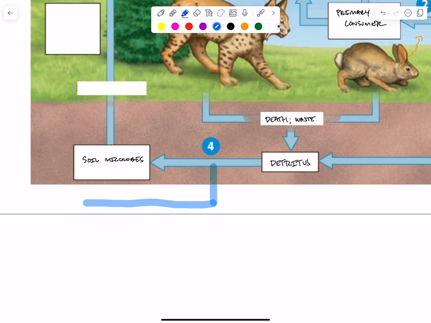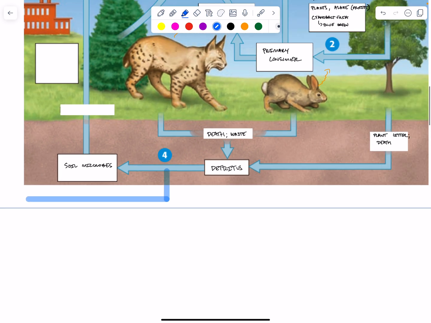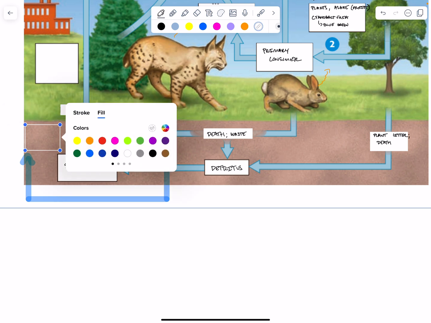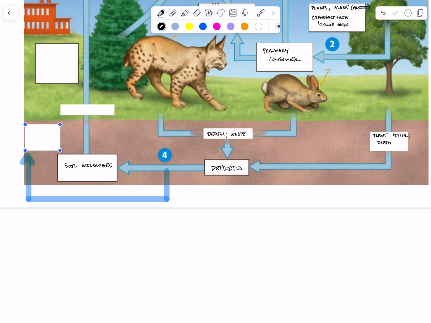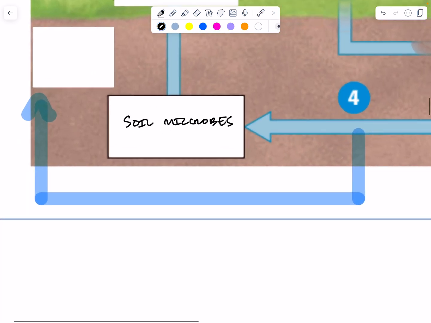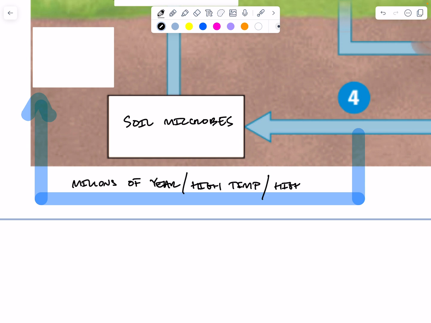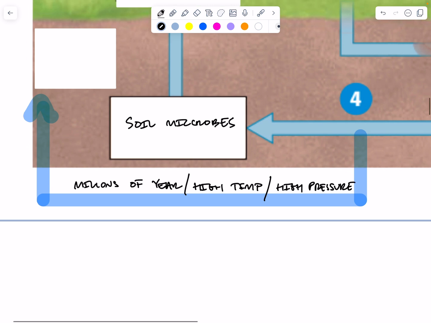Okay, so do an arrow branching off of here, and then coming up to here. And then I'm going to add, sorry, I should have done this on your note before, but I didn't. I'm going to add another box here. This box is going to make it white. And then back here. So some of this former living matter, this detritus that's in the soil, can, over millions of years, high temperature and high pressure, become fossil fuels.